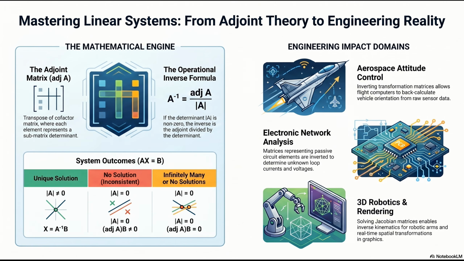AX equals B strikes again. It does. In multi-loop circuit analysis, matrix A represents the passive elements, the impedance or admittance network. It's every resistor and transformer fighting the flow of electricity. And vector B represents the active sources, the voltage or current inputs from power plants. Leaving X as the unknown loop currents or node voltages across the grid.